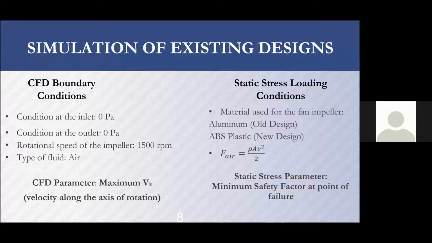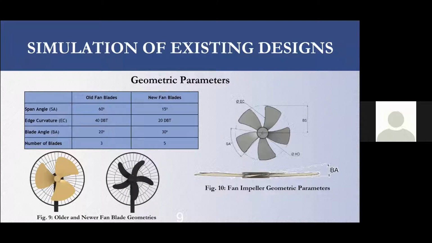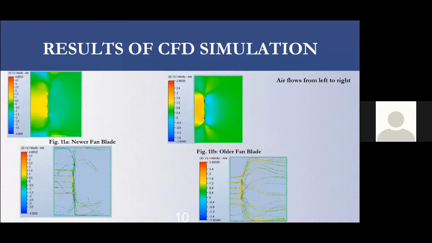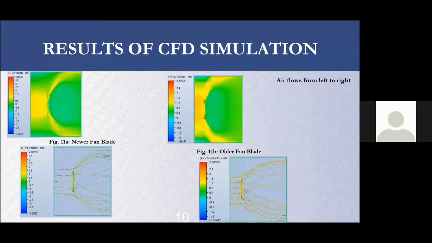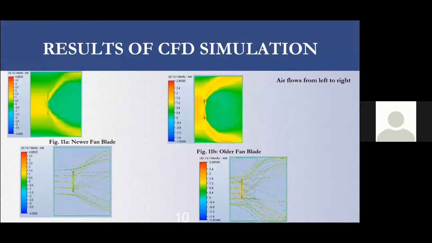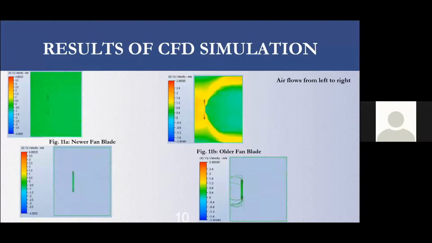Now, these are the geometric parameters for each of the fan models. Again, on the left-hand side, for figure 9, we can see the older fan blades, and on the right-hand side, we can see the newer fan blades. And these are the CFD results. It's quite obvious why there was a change in the geometry and number of blades, because for the newer fan blades, you can see a maximum velocity of 4 meters per second, and for the older fan blades, a maximum velocity of just 2.97 meters per second.